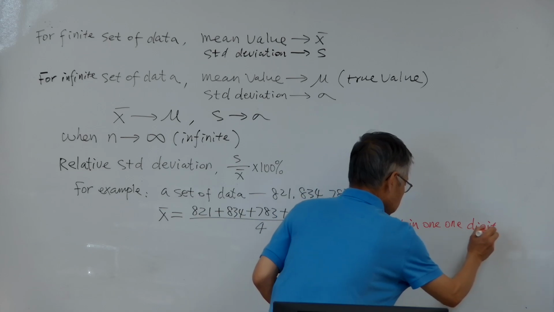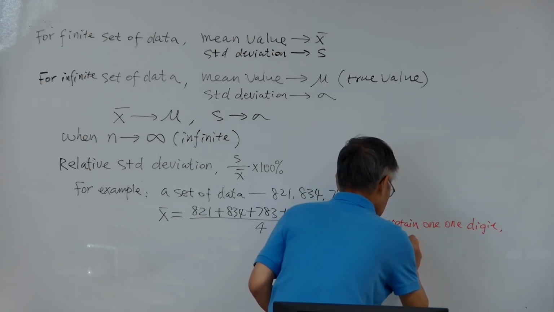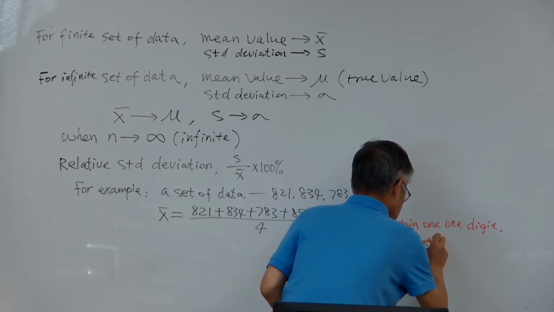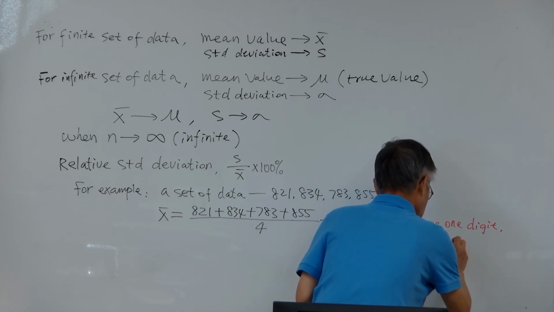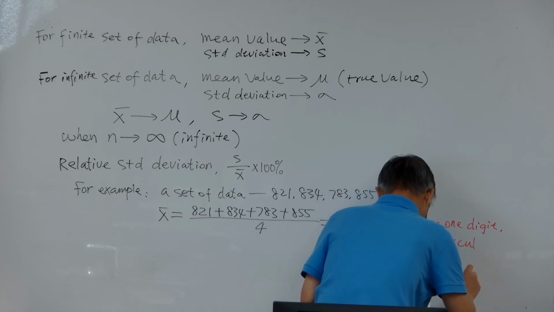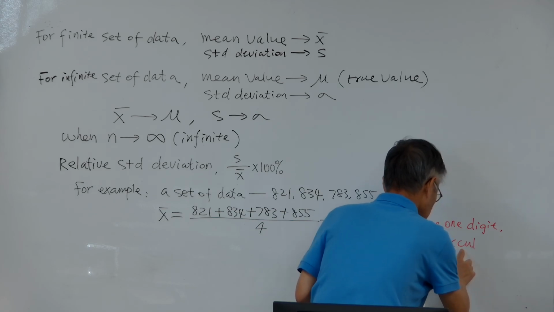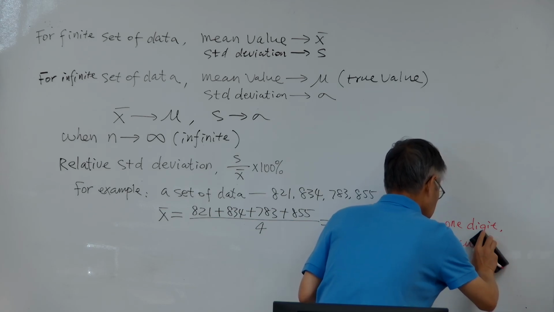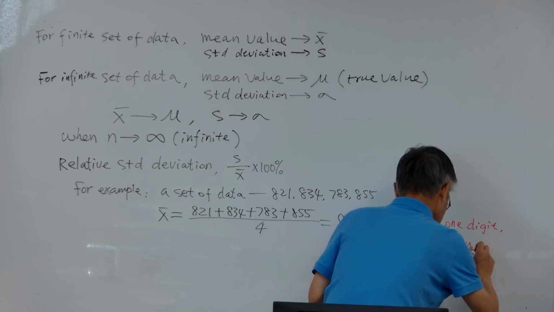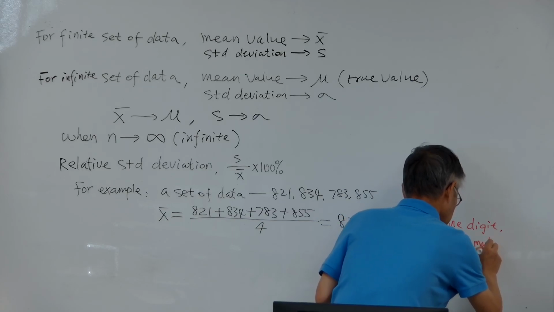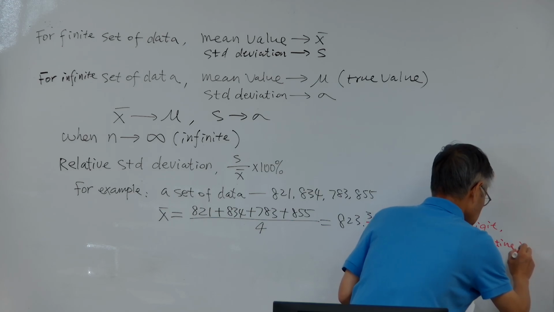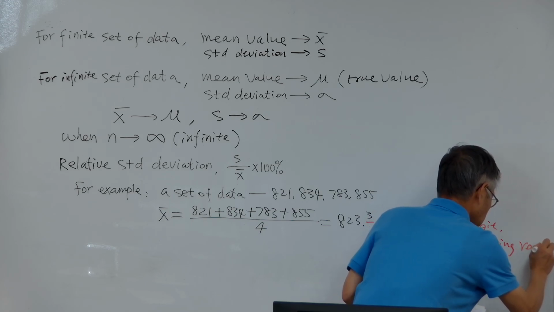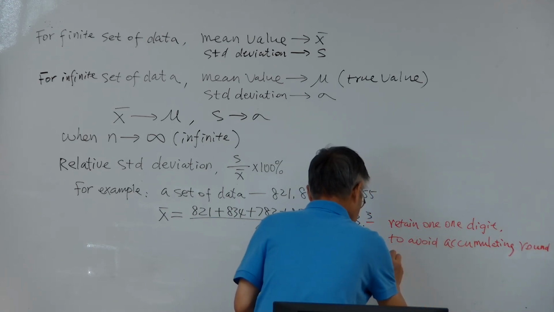Its purpose is to avoid accumulating error. It should be accumulating error if you round up or round off.